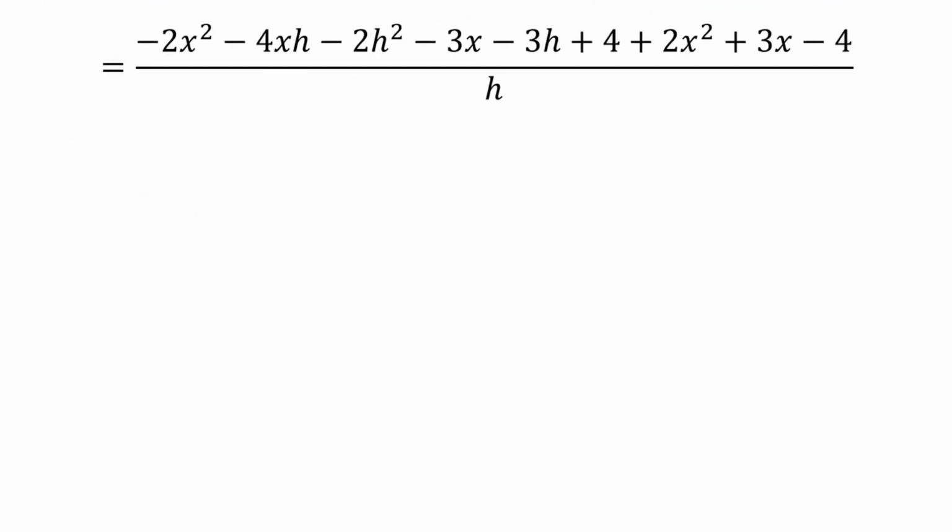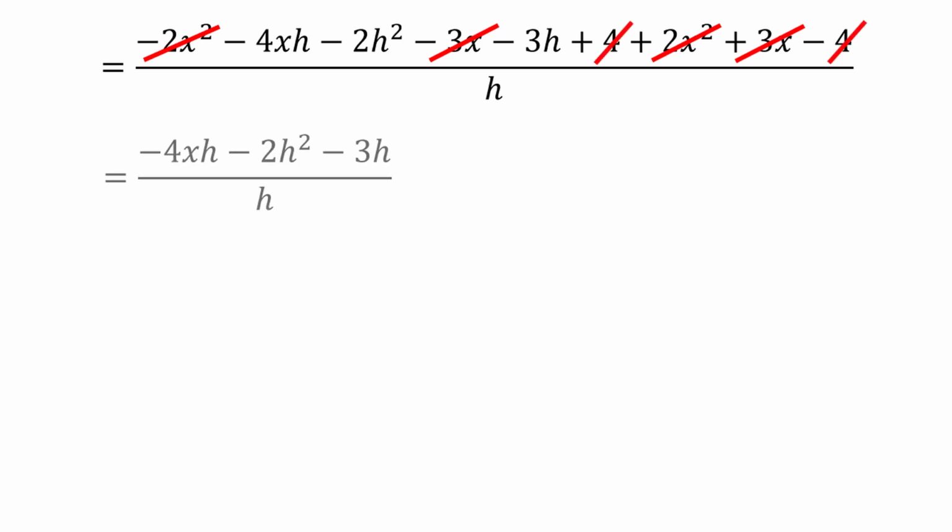Now, if you've done this right, everything that does not include an h should cancel. We have negative 2x squared and positive 2x squared, which cancel. We have negative 3x and positive 3x, which also cancel. And the constants of 4 and negative 4 will cancel. We are left with negative 4xh minus 2h squared minus 3h, all divided by h.